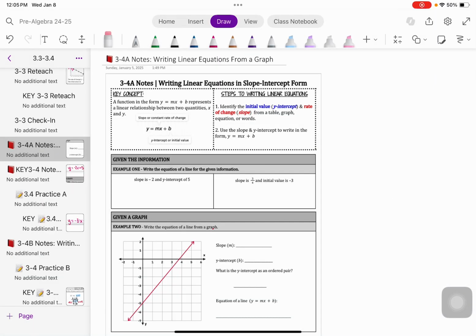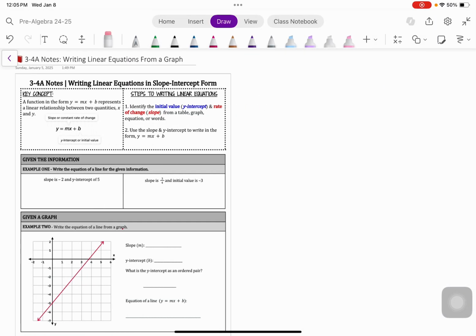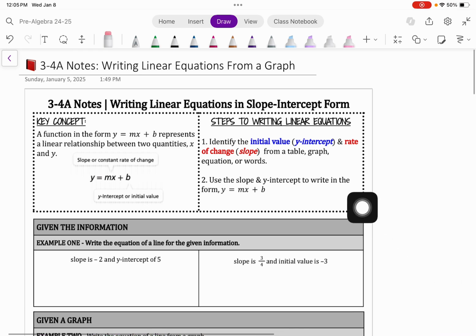Okay, guys, let's look at 3-4. So 3-4 is writing linear equations from a graph. The key concept is writing a function in the form y = mx + b, which represents a linear relationship between two quantities, x and y. So we have y = mx + b, where m is the slope and b is the y-intercept.